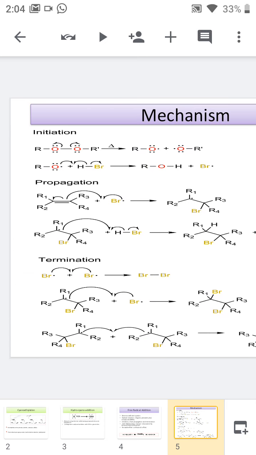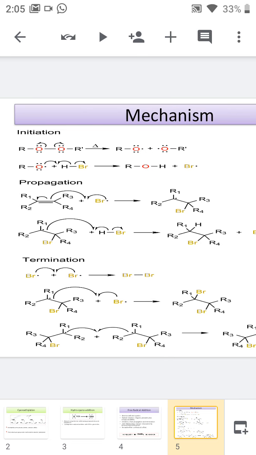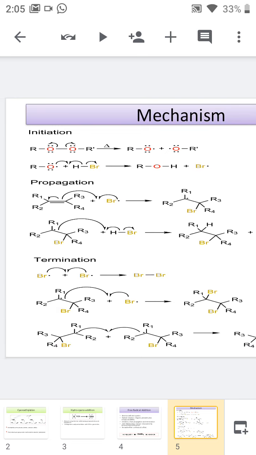Finally, in the termination step, there are 3 different ways of terminating the free radicals which are produced in the propagation step. First of all, the bromine radicals combine together to form a bromine molecule, or a Br radical combines with the alkyl radical to form the bromine substituted hydrocarbon, which is neutral and does not undergo further reaction.